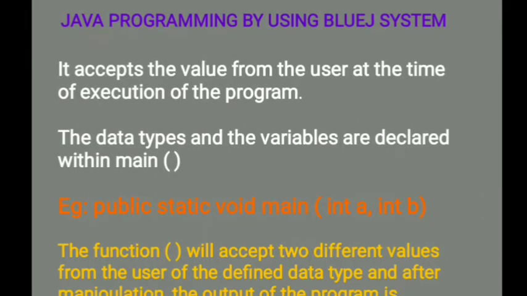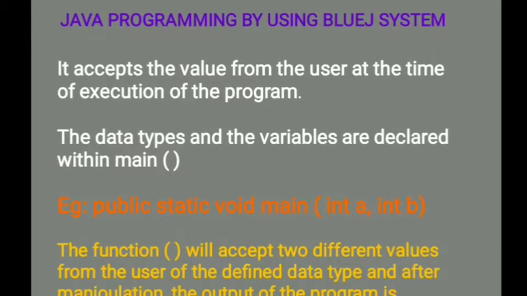Now, Java programming by using BlueJ statement. In this, it accepts the value from the user at the time of execution of the program. That means we don't have to assign any value to the variables. We can input the variables at the time of running the program.